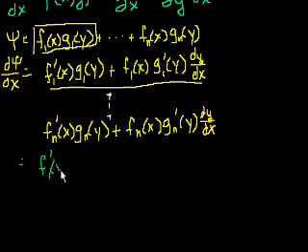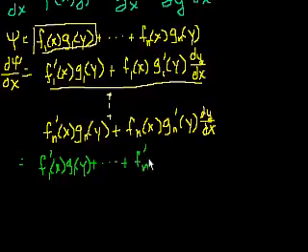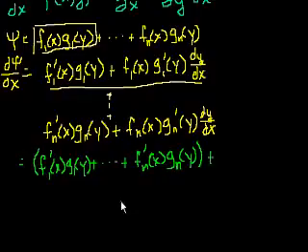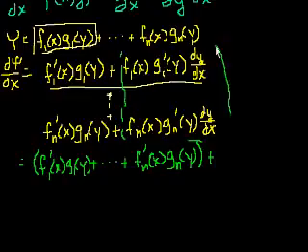f1 prime of x times g1 of y plus f2, g2, all the way to f_n prime of x, g_n of y. That's just all of these added up. Plus all of these added up: all of the terms that have the dy/dx in them.